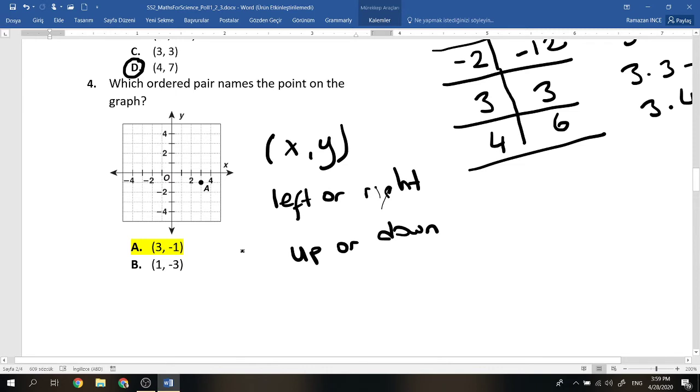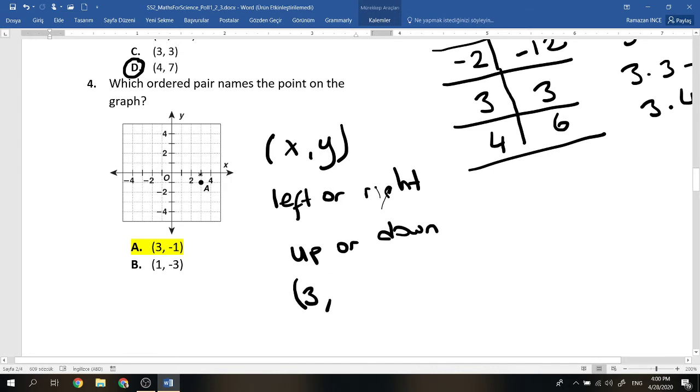Now we start from the origin and we are going to target point A. How can you reach point A? First we start with left or right. To reach this point you should move right 3, which means plus 3, as the first component, x.